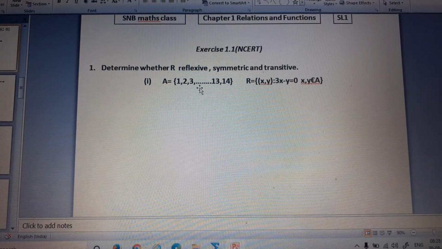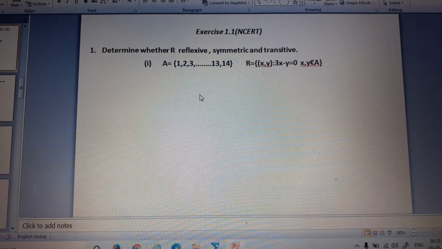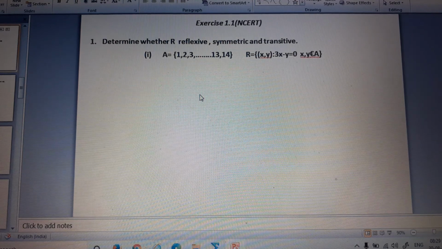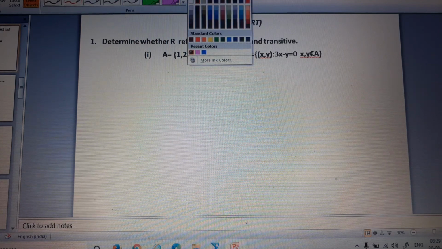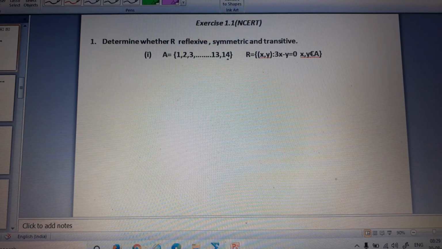Let me start now. The first question is this: determine whether R is reflexive, symmetric, and transitive. The given set is A equal to {1, 2, 3, up to 14}, and R is the relation {(x, y): 3x minus y equal to 0}, where x and y both should be in A.